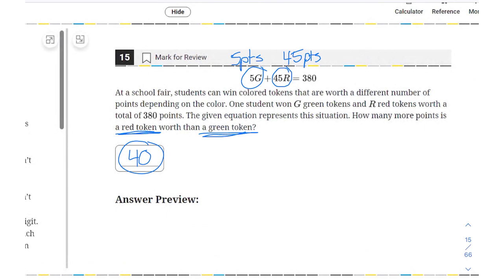So that equation that we see there is simply telling us that there are 5 points for each green token, 45 points for each red token, adding up to our total of 380 points, and that allows us to find the difference in point value for red versus green. So you'll go ahead and enter in 40 and move on to question 16, which we will do in our next video.